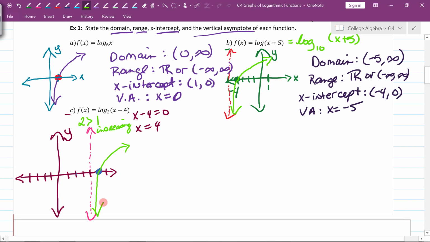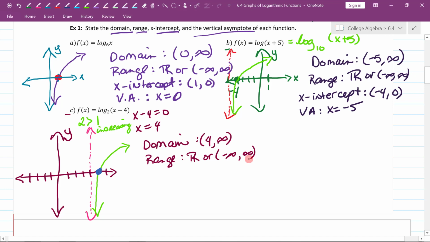Now let's go ahead and identify our domain. Our domain is going to be referenced off of our vertical asymptote, and that is at 1, 2, 3, 4. So it's going to start from 4 and go to positive infinity because it's going to go this way. Our range, as you can see, is all positive and negative numbers. So it's all real numbers, or written as negative infinity to positive infinity for interval notation.